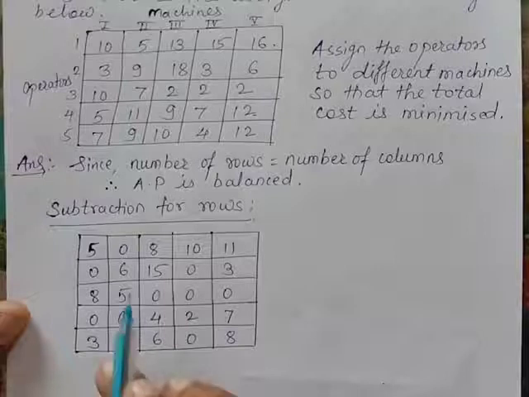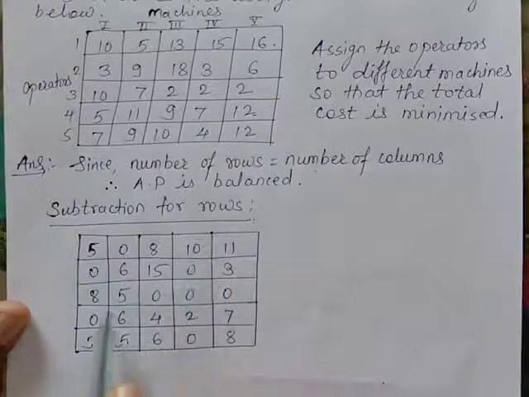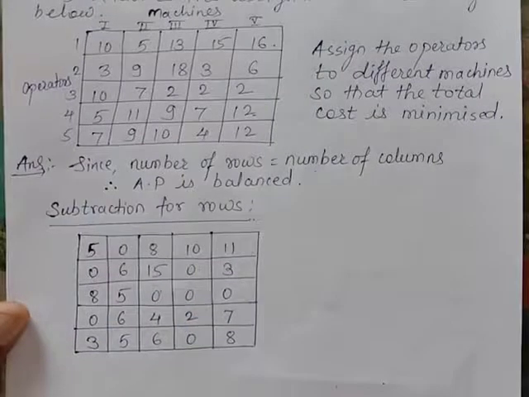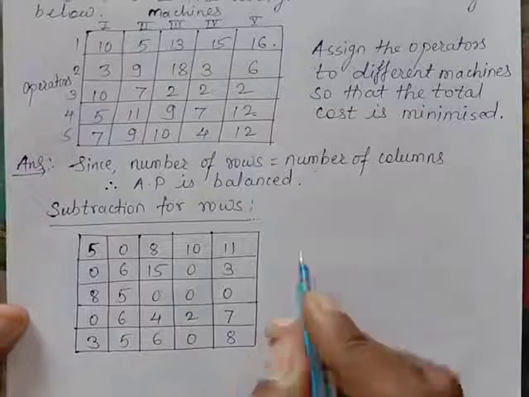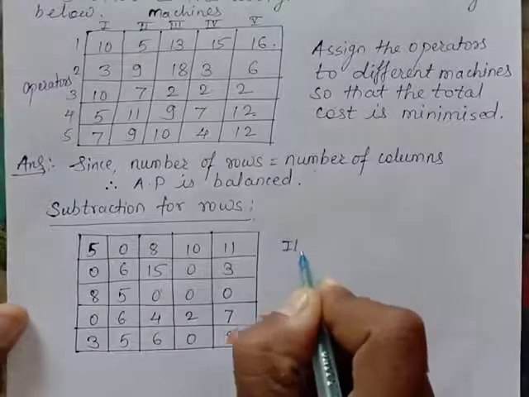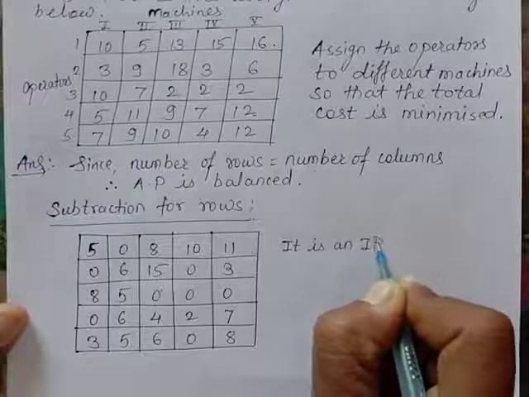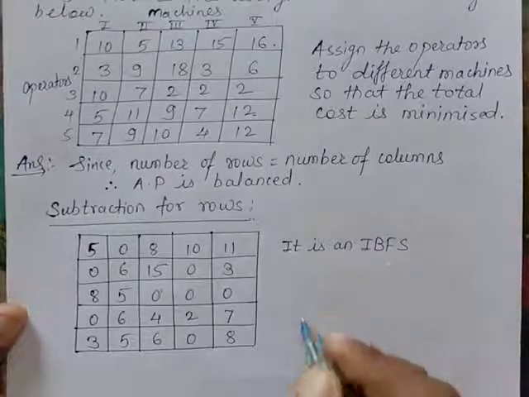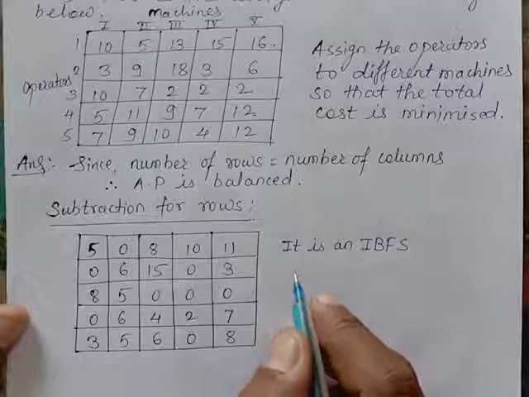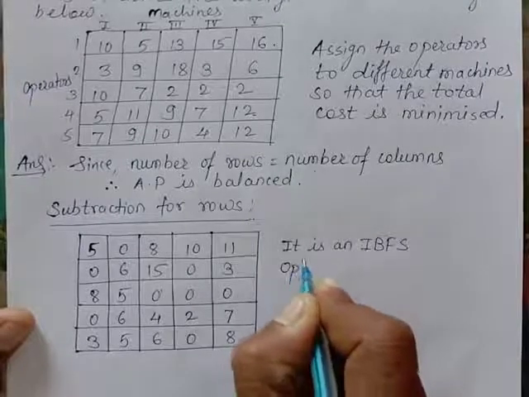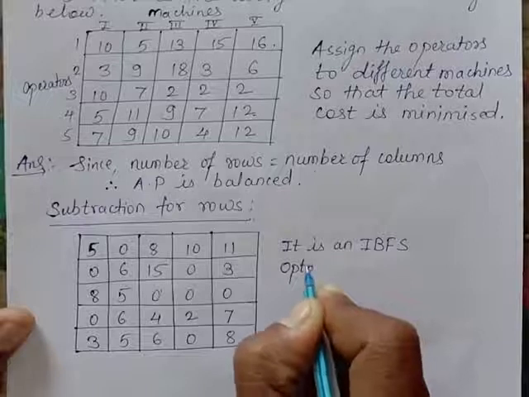Now look at, in each row we have a 0. Fine. What about the columns? In each column we have a 0. So this is an initial basic feasible solution. So I can say it is an IBFS. So now what was for optimality? Let's see for optimality.